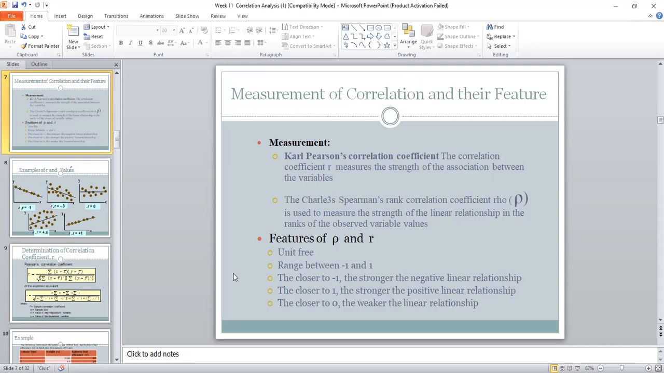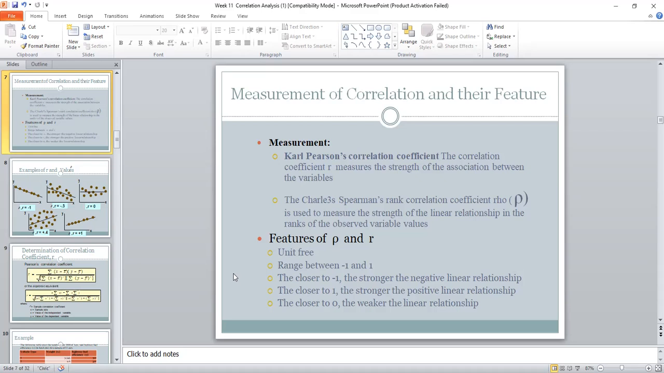Similarly, when R and rho are equal to -1, then the two variables should be said to be perfectly negatively correlated. Their scatter plots will be on a straight line. And when it's equal to -0.5, moderate. Below 0.5 in magnitude, weak. Beyond -0.5, strong, strongly negative.